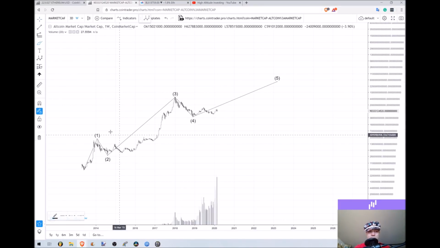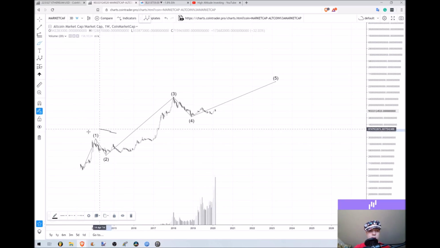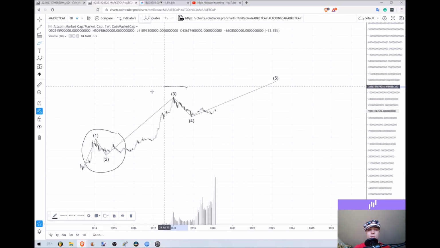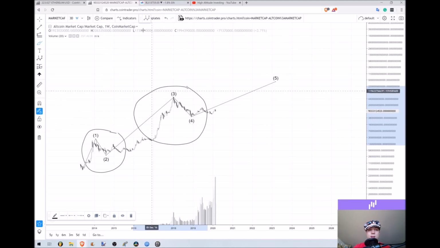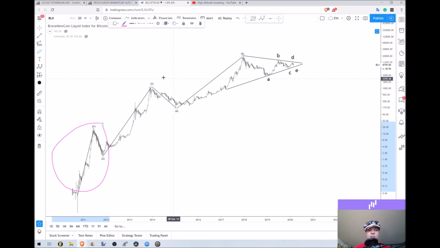What do we see? Well, we see a 1 and a 2 wave that's already been formed. 1 and a 2 wave over here. And look at what we see over here. We see a 3 and a 4 wave. So altcoins are doing the same pattern that Bitcoin did. Altcoins just haven't even started their 5th wave yet.